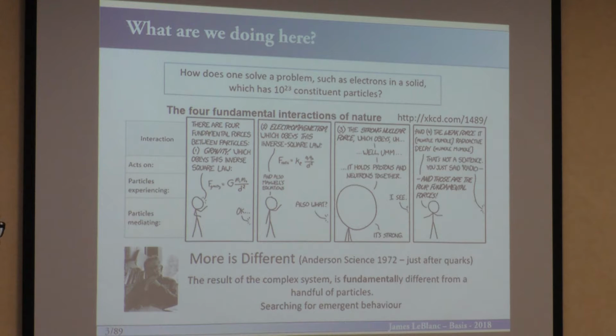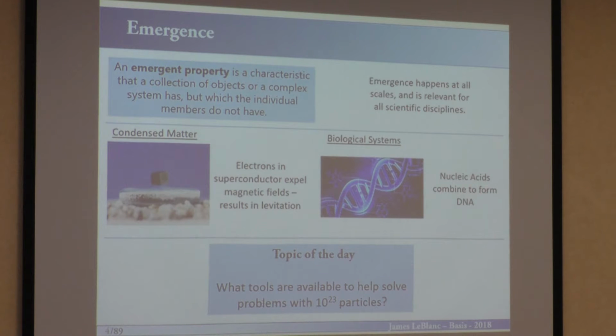And this idea that in a complex system, there's fundamentally different behavior when you have 10 to the 23 particles than when you have just a few particles. This is where all of these phase transitions come from, from actually having thermodynamically large numbers of particles. I don't know if he coined the phrase or others did, but this is the idea of searching for emergent behavior. That's how you justify working in condensed matter physics: there's really cool emergent physics that comes out. Emergent properties are characteristics of a collection of objects or a complex system that the individual members do not have. OK? And it happens at all scales and in all walks of science.